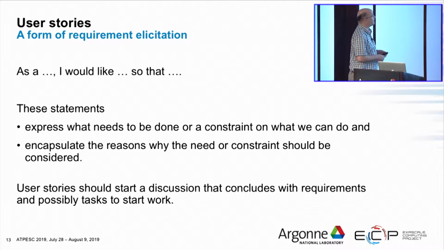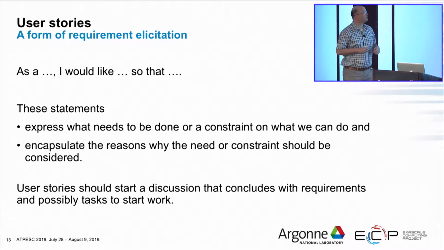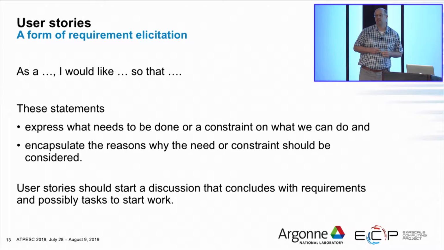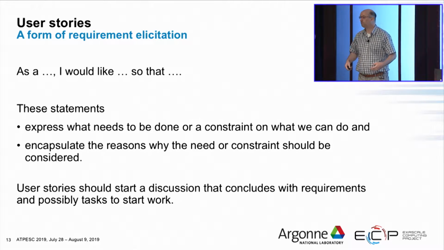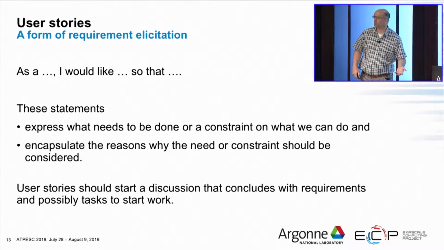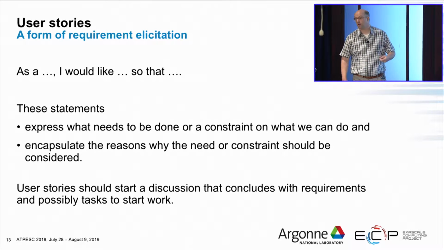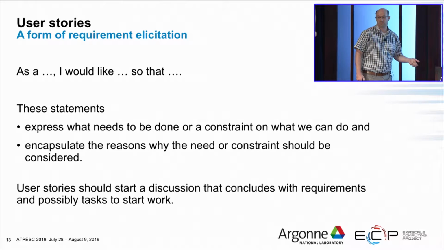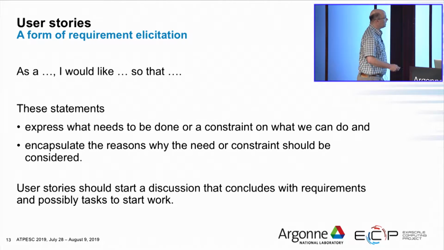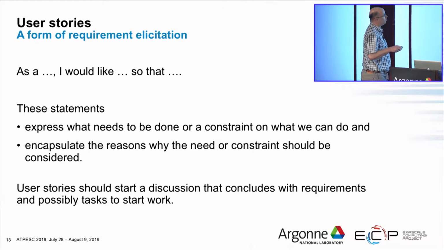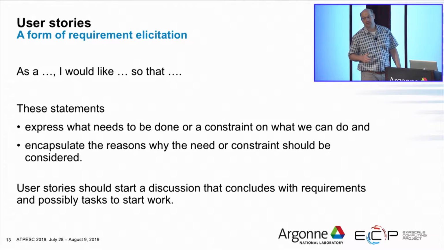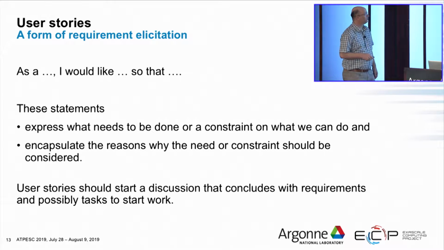So an example of how we can do requirement elicitation is through something called user stories. The idea is that when people get together to do this elicitation, we want them to be able to express to each other what they think the software should do, what constraints should be put on the software, and why that's important. We ask them to do that in the form of a statement with a particular pattern. One common pattern is: as a blank, I would like blank, so that blank.